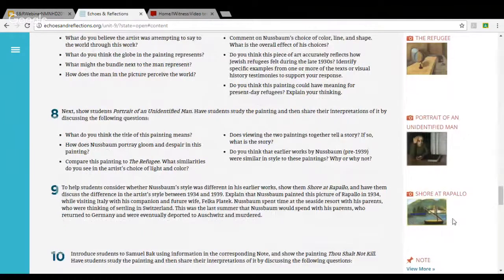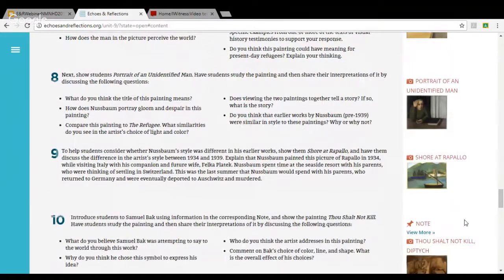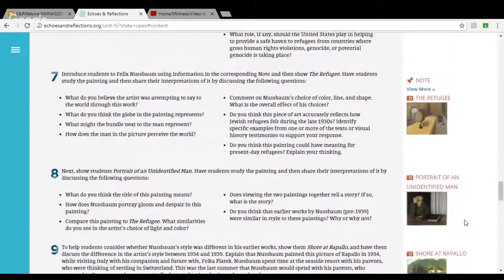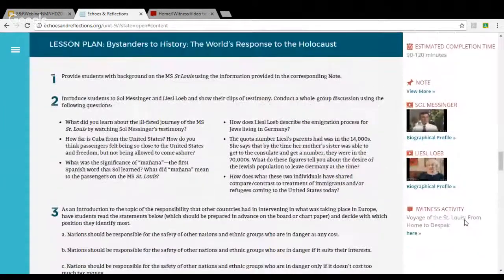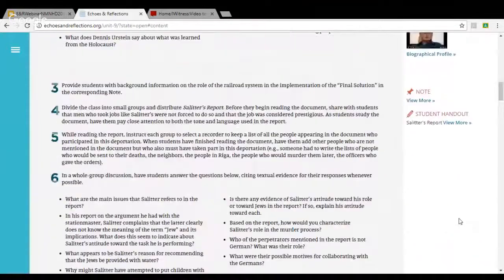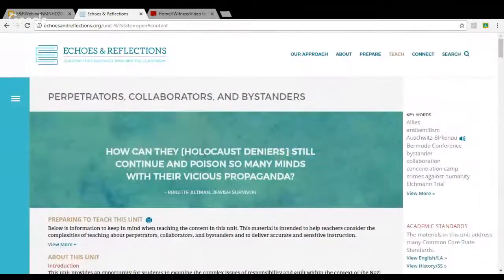There is another Nussbaum portrait that's available here called The Portrait of an Identified Man, and there's another one called The Shore at Rapallo. So these are just a few examples of some secondary and primary sources that are available to you in Echoes and Reflections. We'll be coming back to Echoes in just a moment.